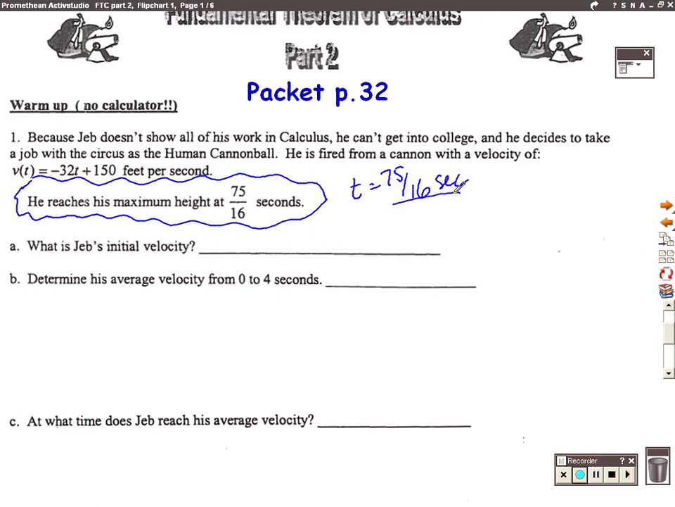Question A. What is Jeb's initial velocity? Well, I want to know his velocity at time 0, so I get negative 32 times 0 plus 150, which is 150 feet per second.